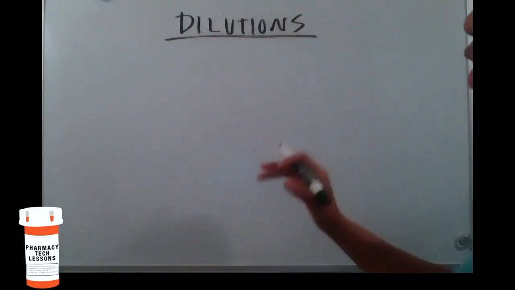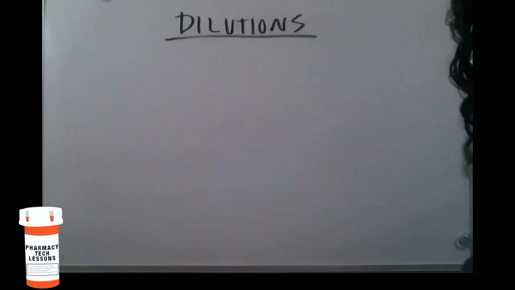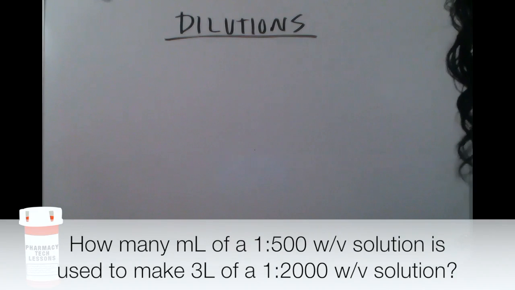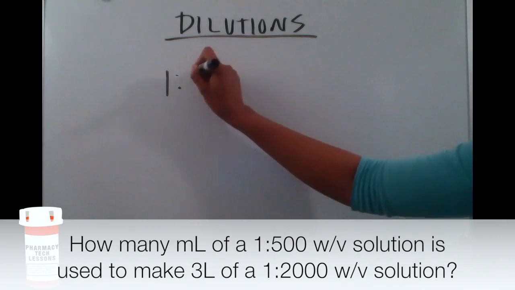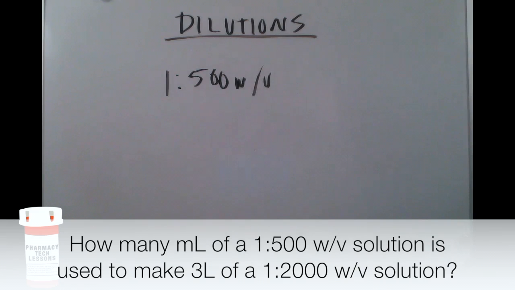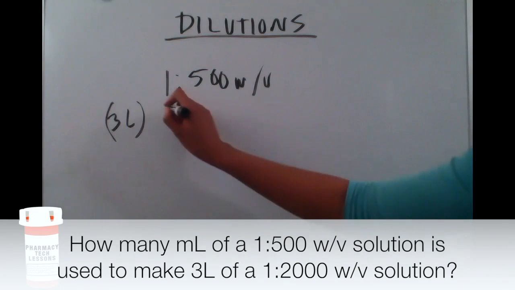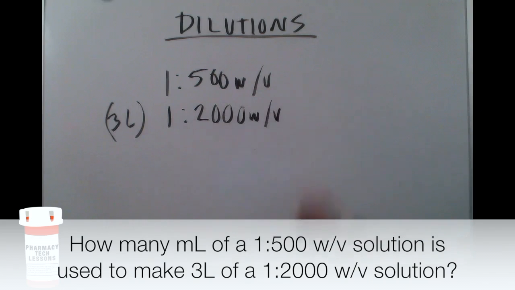Use the elements that we've learned about concentrations, fractions, ratios to percentages, proportions. Let's use that and let's solve a problem, okay? So let's go right into it. How many milliliters of a 1 to 500 weight per volume solution is used to make 3 liters of a 1 to 2,000 weight per volume solution?